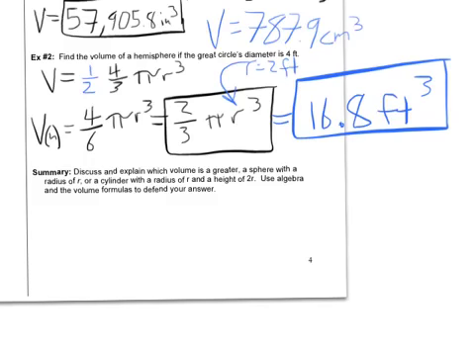Alright. Last thing, it says discuss and explain which volume is greater, a sphere with a radius of r or a cylinder with a radius of r and a height of 2r. Use algebra and the volume formulas to defend your answer. I'll let you guys try that one on your own.